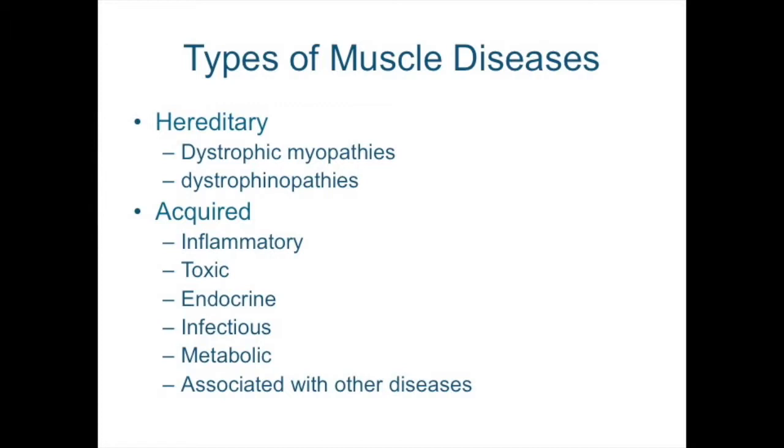Those are an example of a hereditary type of muscle disease versus these different categories of acquired types of muscle disease like inflammatory, toxic causes, endocrine causes, infection causes, and those associated with other diseases, like systemic causes. Examples of those associated with other diseases might be different rheumatological diseases or autoimmune diseases, where muscle disease is part of that bigger picture affecting multiple systems.